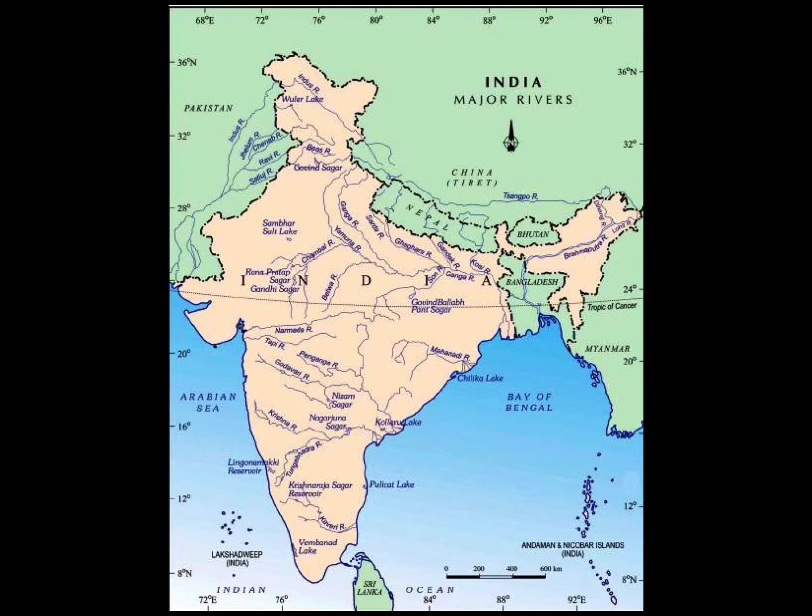So look carefully into the map near Jammu and Kashmir. At the west of Jammu and Kashmir, you will see the 5 to 6 rivers. That area or that river system is known as Indus River System.